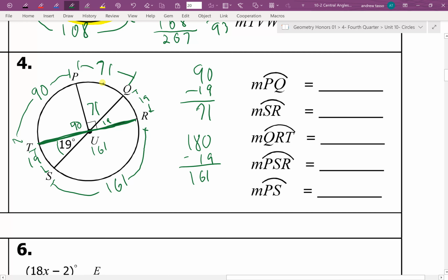So let's fill in the information. PQ, arc PQ is 71. Okay. Arc SR, SR is 161, right? Measure of arc QRT, from Q to R and all the way to T. So here's a little shortcut, guys. If you notice, just from R to T by itself is 180 degrees. So then you could simply add 19 onto 180. So 180 plus an extra 19 would be almost 200, not quite, 199. So we could fill that in there. Okay.